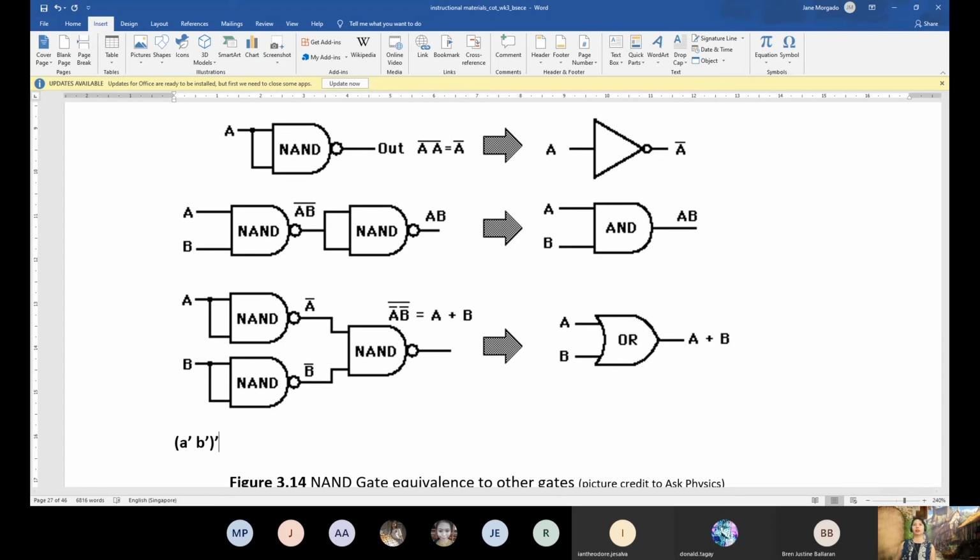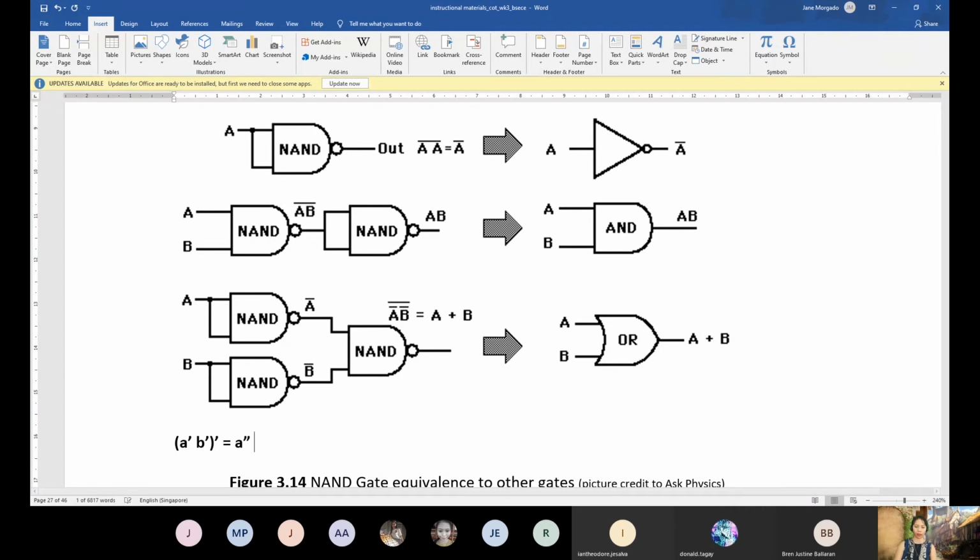Okay, so I'm just retyping this one. You have A prime, B prime, then you have an AND. So A prime times B prime, and then another invert. So this is the inversion. Using De Morgan's principle, if you want to distribute the prime, it becomes A double prime, B double prime.